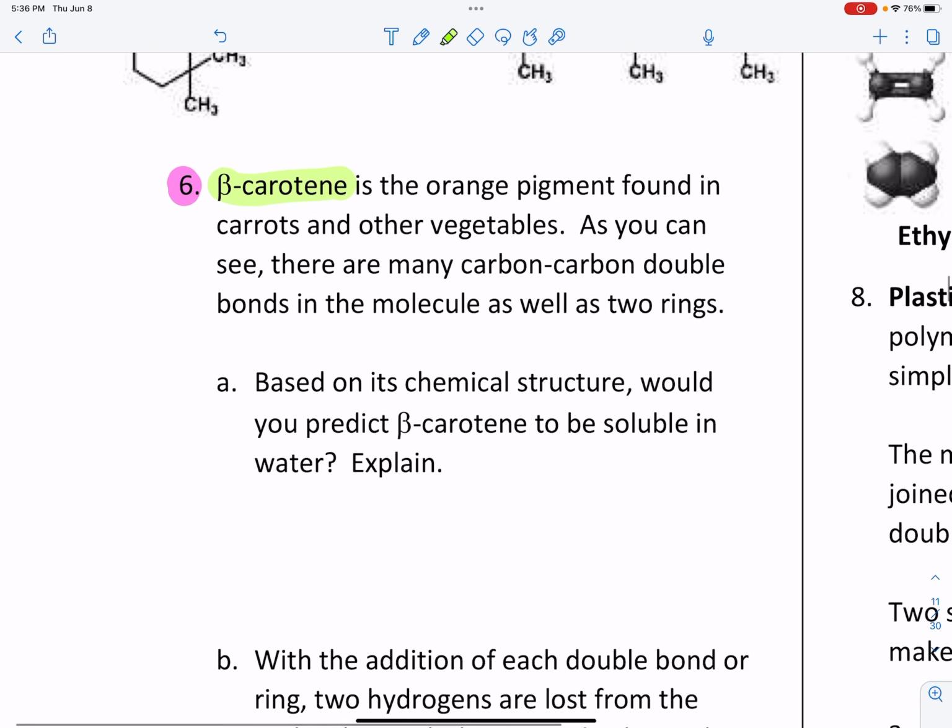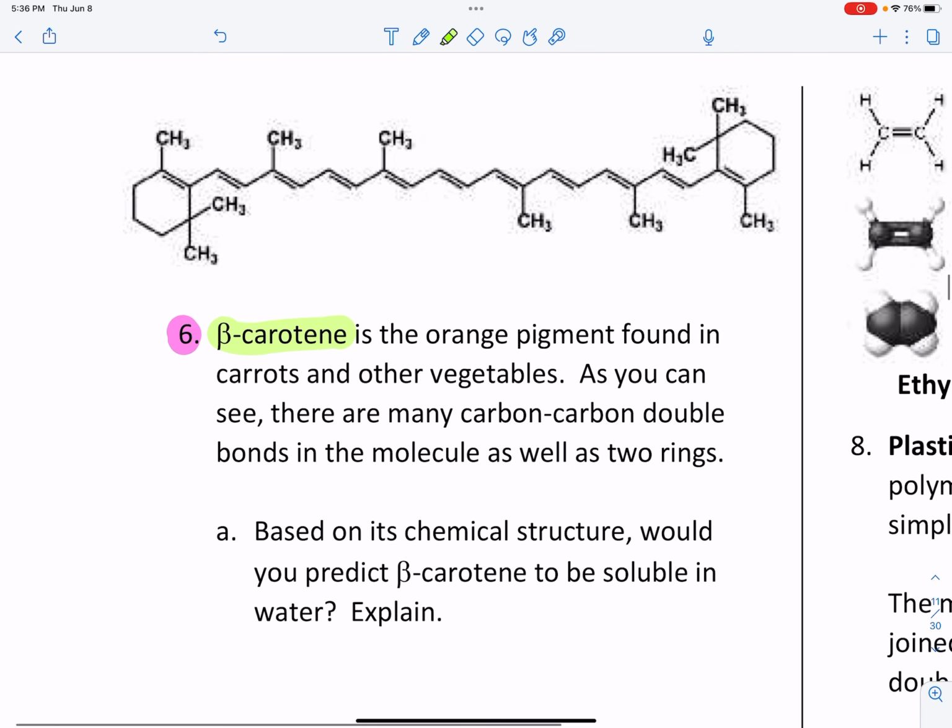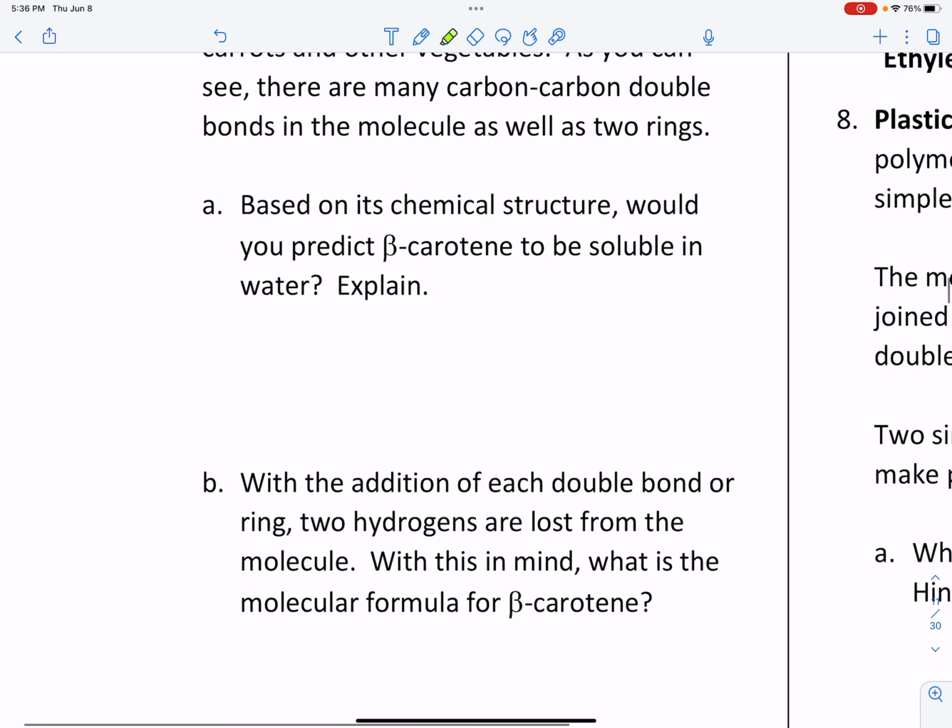Part A says, based on the structure, would you predict this to be soluble in water? Well, it's full of carbons and hydrogens, so it's purely a hydrocarbon. That means it's a nonpolar molecule, and my answer to that would be no. If it's a hydrocarbon, it's only made of carbon and hydrogen, then it's nonpolar. Water is polar, so a polar solvent will not dissolve nonpolar solutes. So beta-carotene should not be very soluble in water.